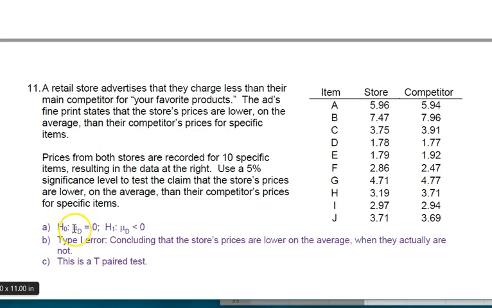For our hypotheses, we have the mean of the differences, so the mu sub d. Since the claim is that the store's prices are lower, then we want to make this a less than. A type 1 error would be concluding that the store's prices are lower on the average when they actually are not. Since we had paired data, then this would be t-stats paired in StatCrunch.